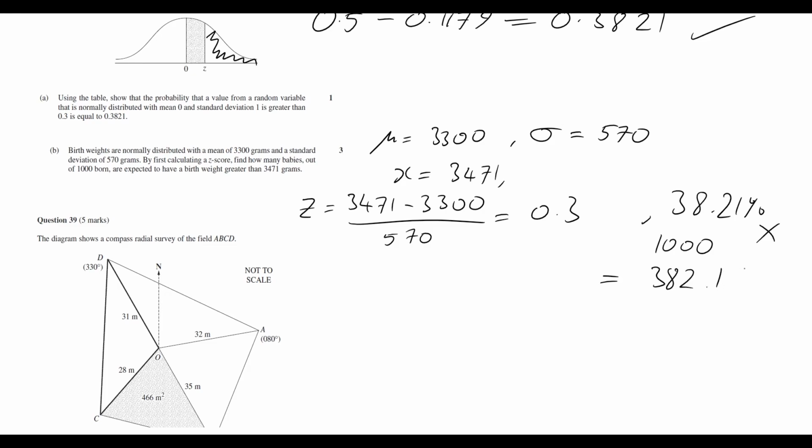382.1 babies being born. And so now in statistics, that's kind of like the only situation where you can ever actually have a 0.1 of a person, just because it's a statistical representation. So if we had it out of 10,000, then perhaps we would have 3,821 people. So we keep it as that decimal, so that way we can scale it in future circumstances. All right, question 39.